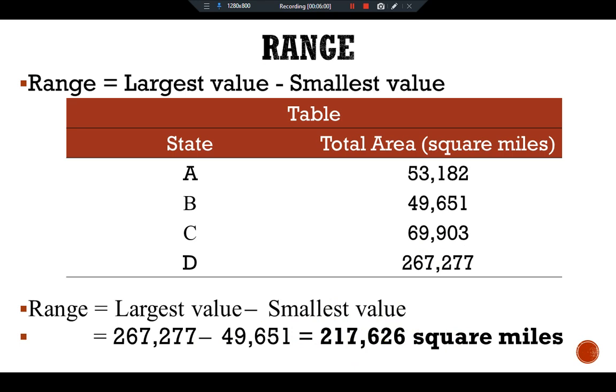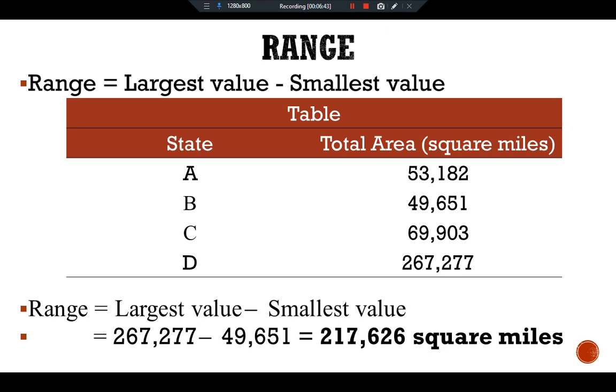The range, like the mean, has the disadvantage of being influenced by outliers. If the area of the fourth state, 267,277 square miles, is dropped, the range from the other three states will be very small. Consequently, the range is not a good measure of dispersion to use for a data set that contains outliers.